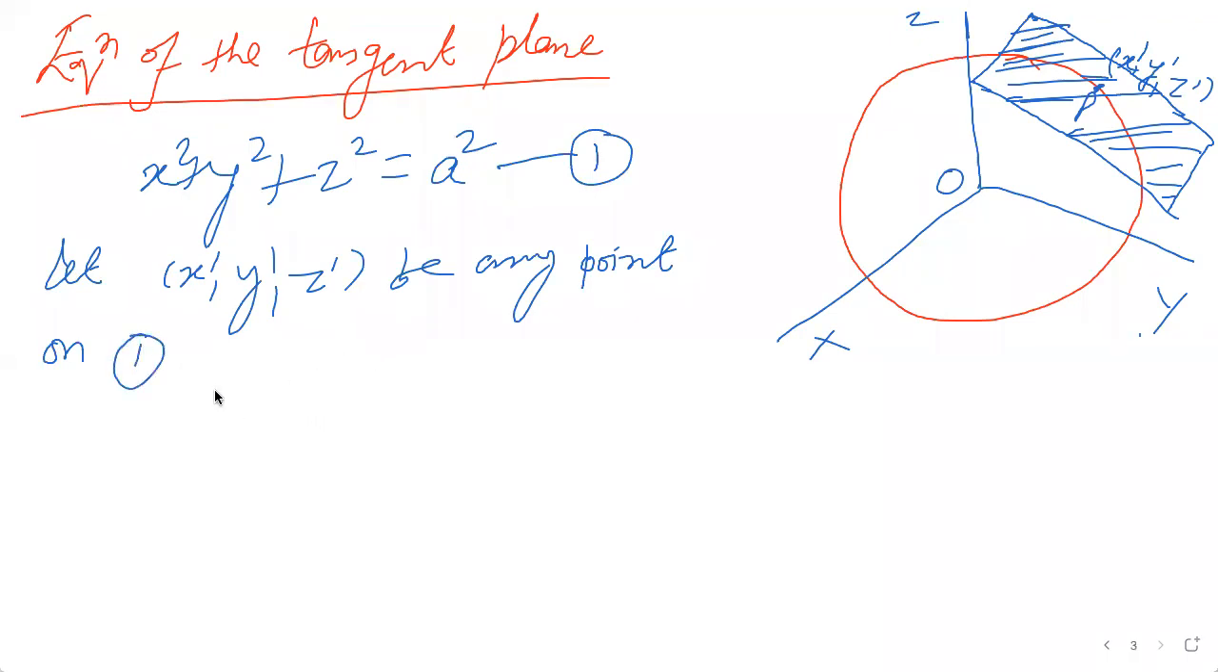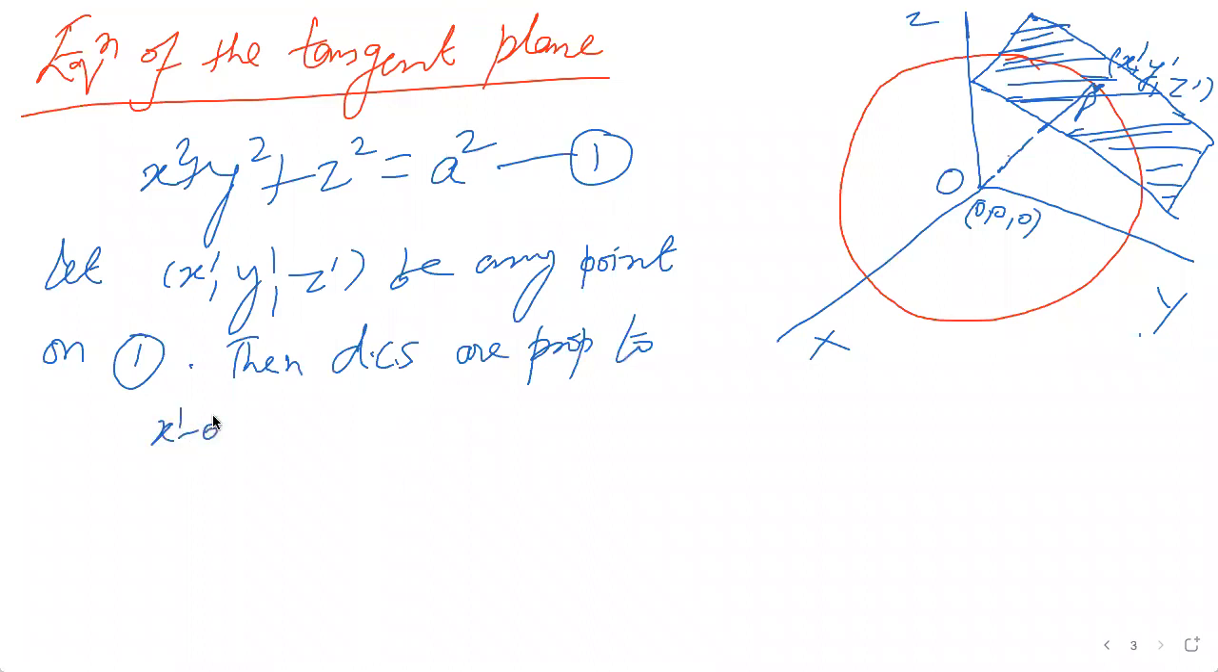So now you know if it is a point P, if I am joining this origin, which is (0, 0, 0), with this P, I can find the direction cosines. Then the DCs are proportional to x dash minus 0, y dash minus 0, z dash minus 0.